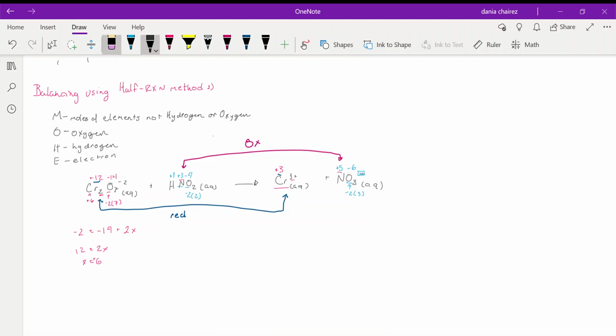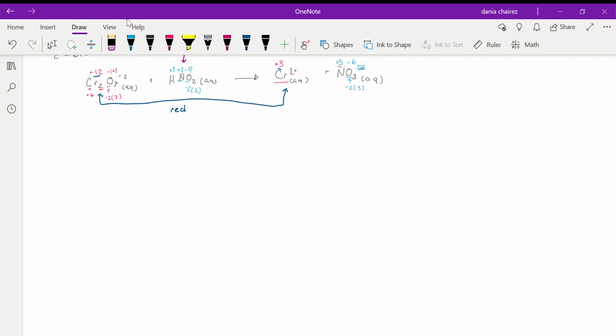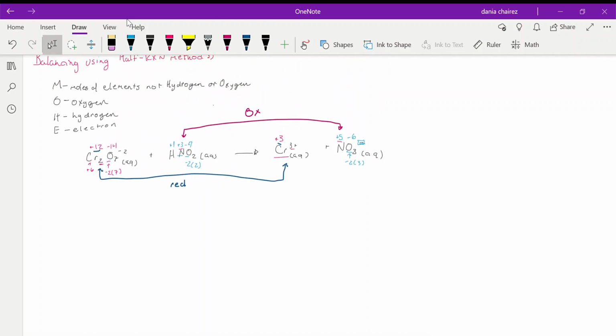So that's just kind of the how to split them up part. Now we're going to get into the actual balancing, which, okay. Wait, time out. I need to still show the half-reaction part. My bad. There we go.